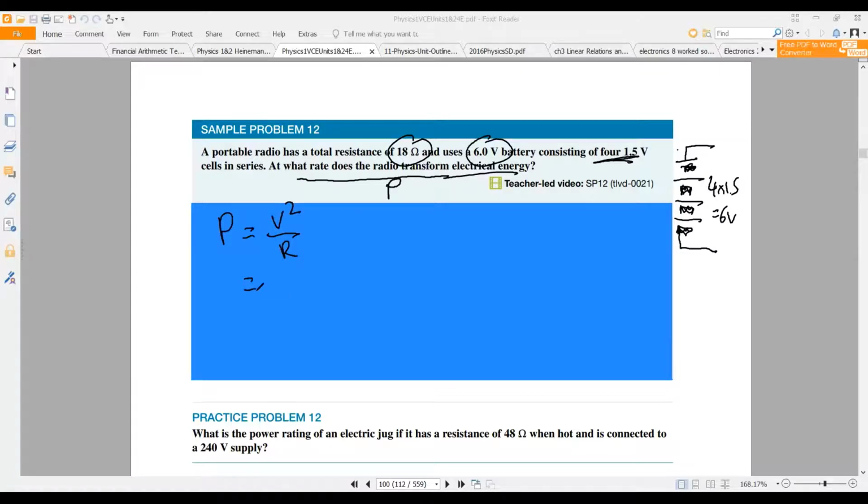V squared is going to be 6 squared divided by 18, which is going to be 36 divided by 18. Look at that, I can do that in my head. That's going to be 2 watts. Because we're talking about power, the symbol is watts. So that's how I would solve a problem like that.